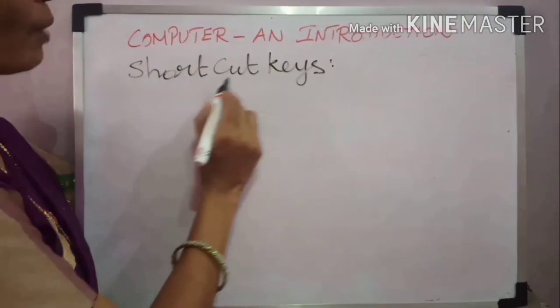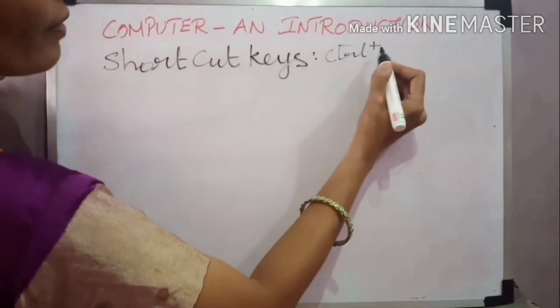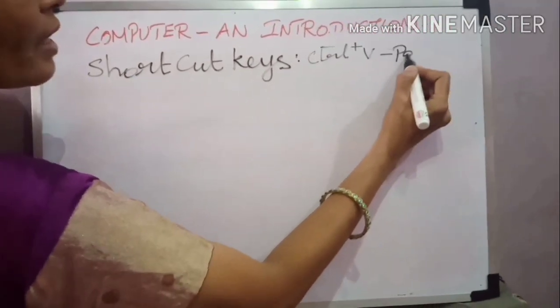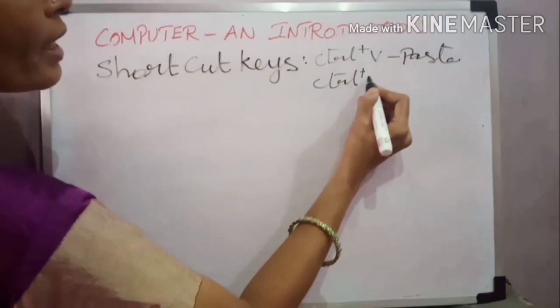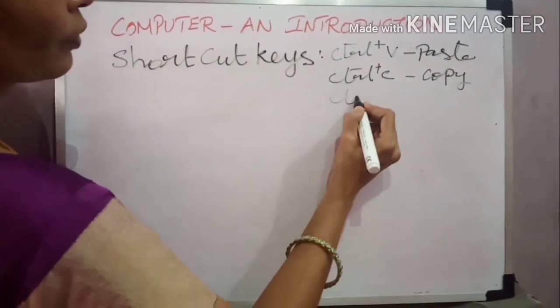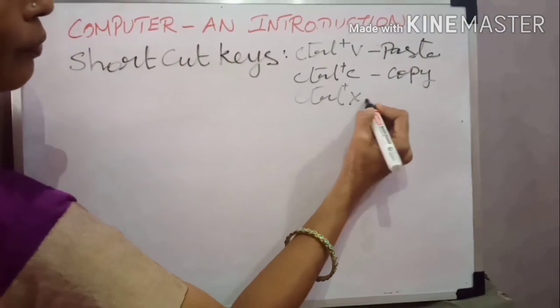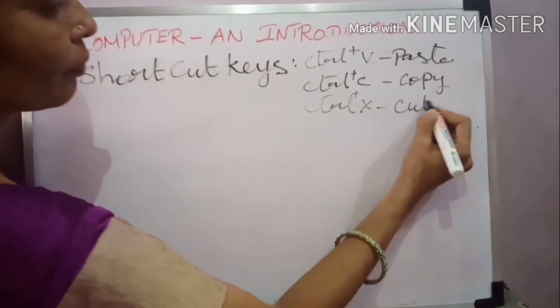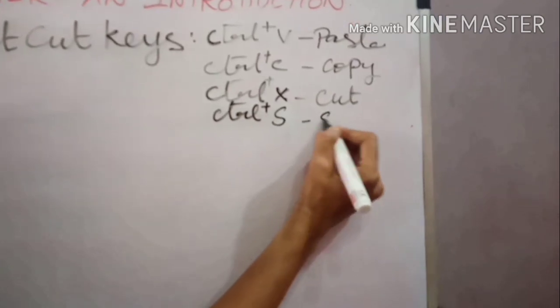Now we see some shortcut keys. Control plus V, paste. Control plus C, copy. Control plus X, cut. Control plus S, save.